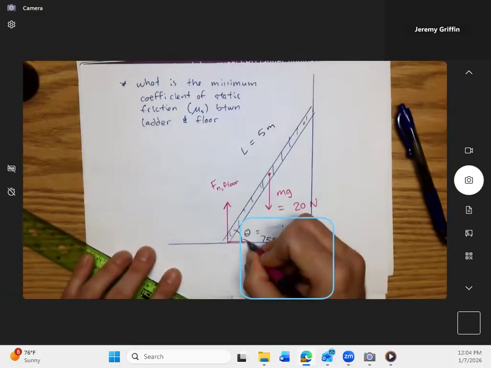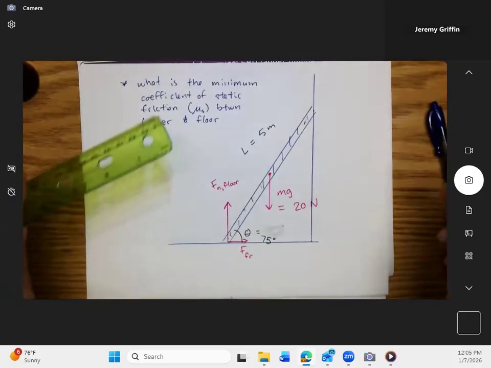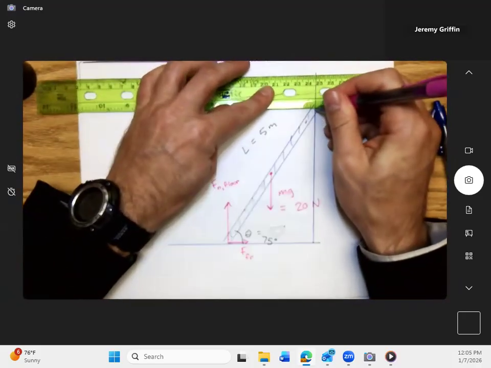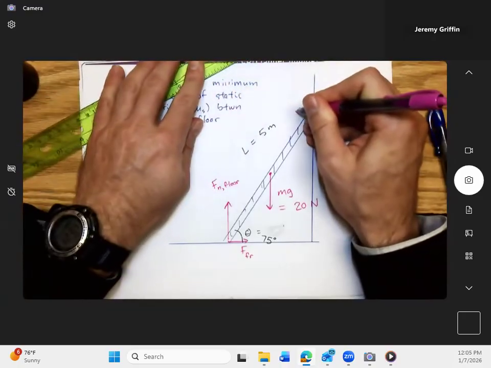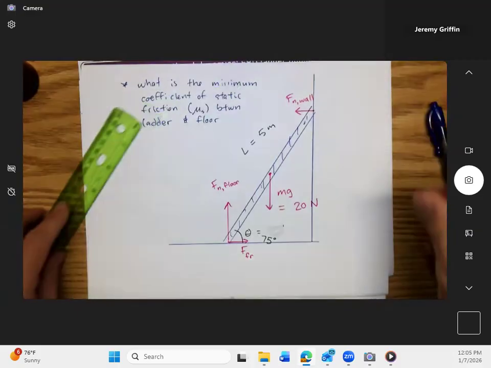So I'll call that F sub FR. And what other force do I need? Yeah, the normal force from the wall on the ladder. It just goes right here. F normal wall. Okay, so there's your setup.